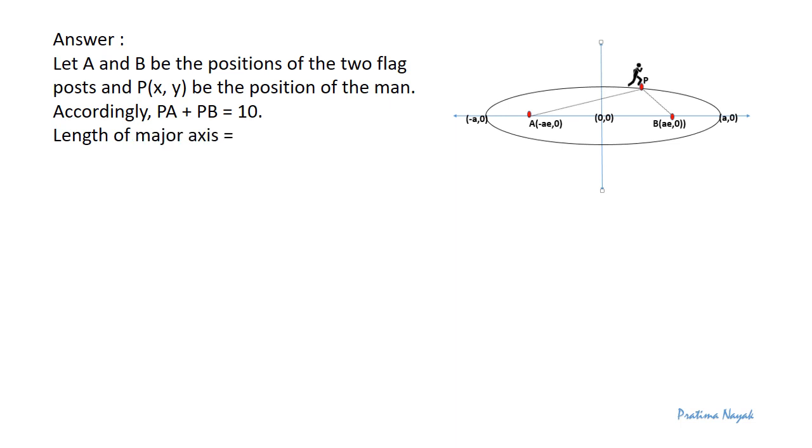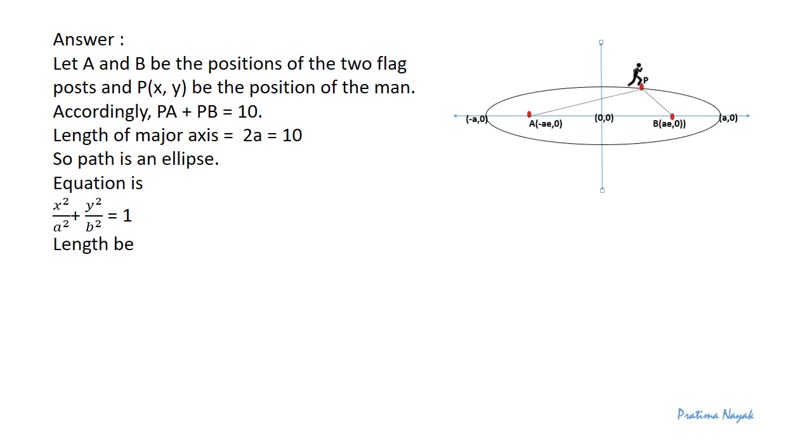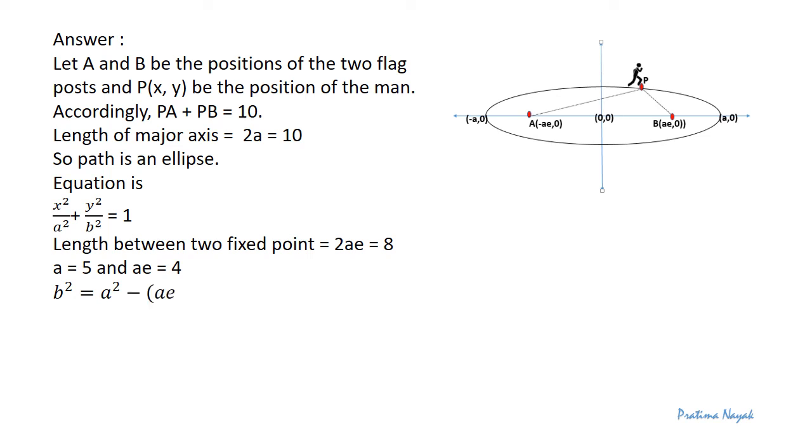The path is an ellipse. So equation is x square by a square plus y square by b square is 1, while the points A and B are foci. Length between two fixed points or foci is always 2ae, or we also call it 2c, that is equal to 8. So a is equal to 5 and c is equal to 4. Now b square is equal to a square minus c square. That will be 25 minus 16, that will be 9. So equation of the ellipse is x square by 25 plus y square by 9 is equal to 1.